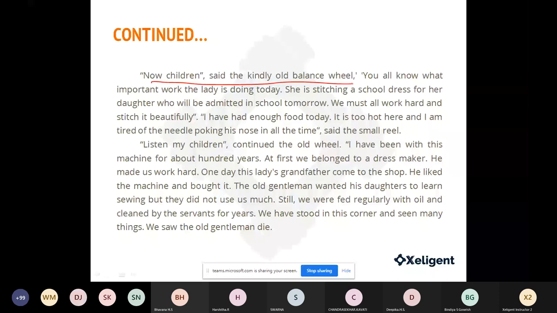Listen my children, continued the old wheel. I have been with this machine for about 100 years. At first, we belonged to a dressmaker. He made us work hard. One day, this lady's grandfather came to the shop. He liked the machine and bought it. The old gentleman wanted his daughters to learn sewing, but they did not use it as much. Still, we were fed regularly with oil and cleaned by servants for years.